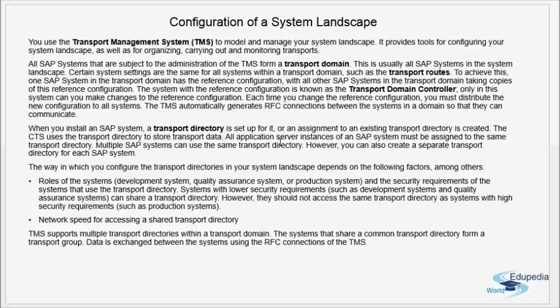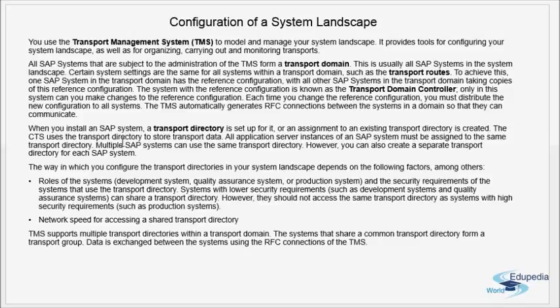So whatever changes you want to make in the configuration, you should change only in the reference system, that is the domain controller, and once you have made the changes and saved it, you should distribute it to all other systems. For this distribution of the configuration, the TMS automatically creates RFC connections. Any two systems communicate via a remote function call, so that is created automatically.